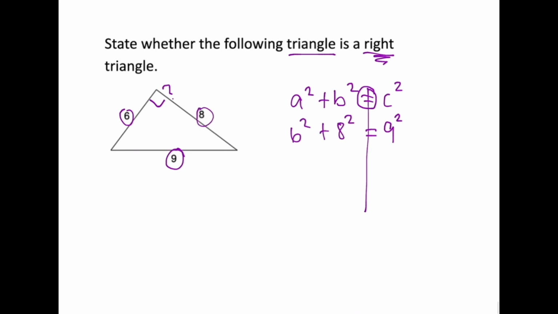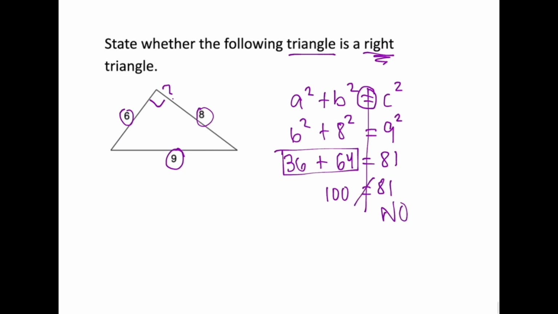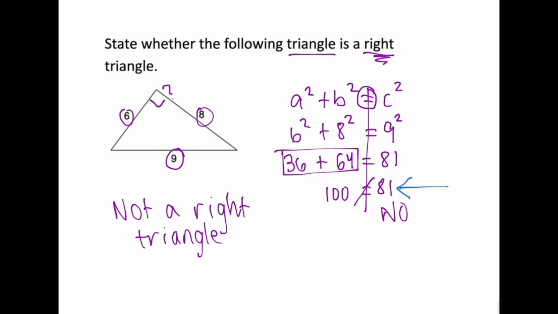Now let's test it out. 6 squared is 36, and 8 squared is 64. 9 squared is 81. Solve 36 plus 64. That gets us 100. Does 100 equal 81? It is not equal. Because our two sides are not equal, we do not have a right triangle. Had the two sides been equal, then it would have been a right triangle.